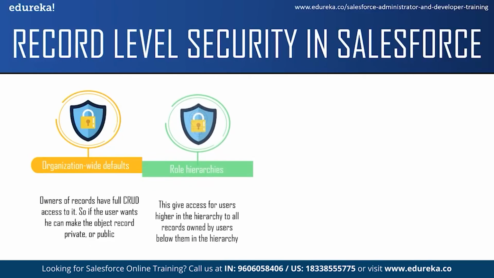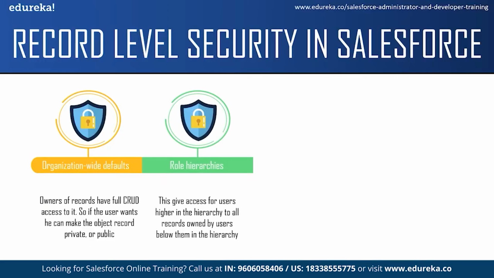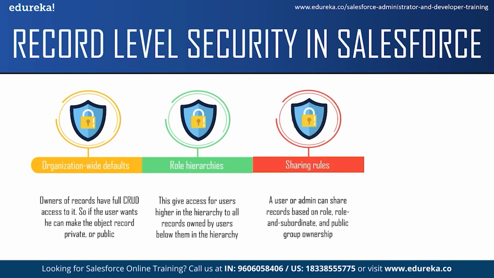The next way is role hierarchy. This gives access for users higher in the hierarchy to all the records owned by the users below them in the hierarchy. For example, the sales representative can only view their record and not their colleague's record, but the managers can view all the sales representatives' records. Now, role hierarchy does not have to match your organization chart exactly. Instead, each role in a hierarchy should represent a level of data access that a user or a group of users needs. Now, the question that arises here is, how can I share my records with my fellow employees?